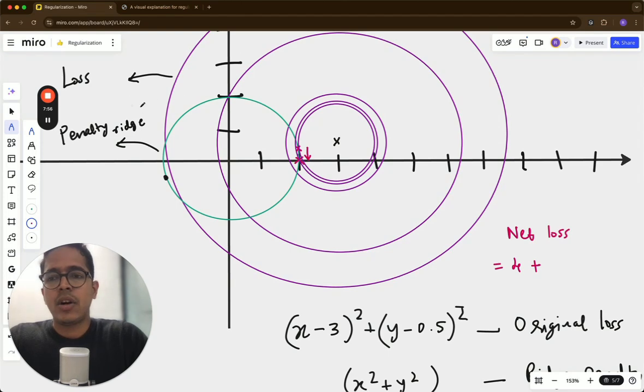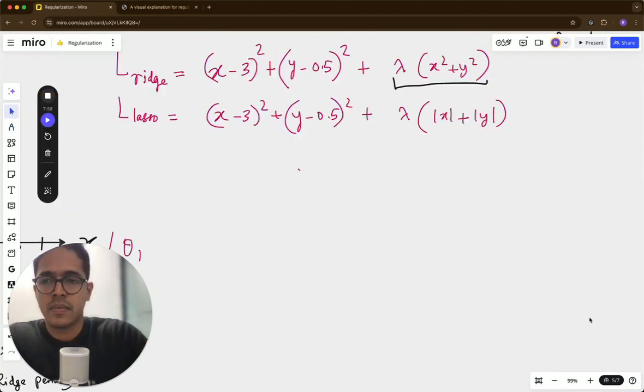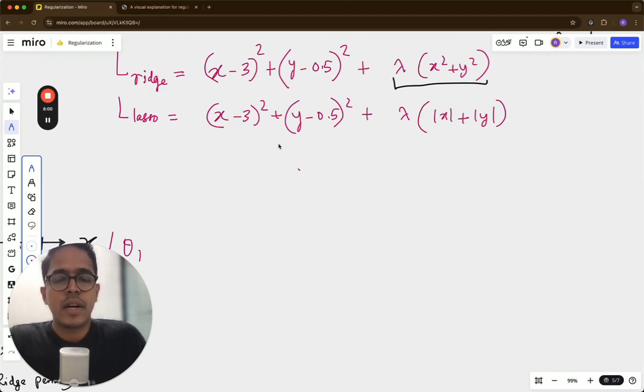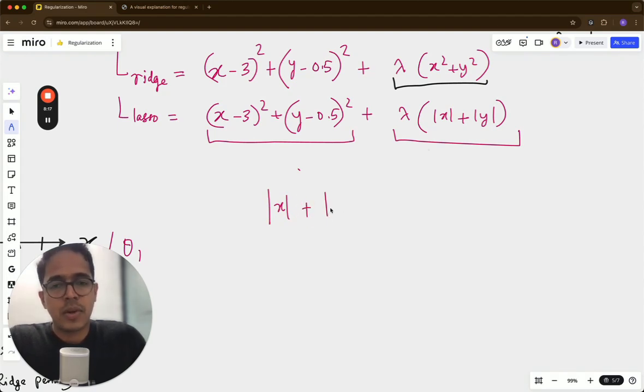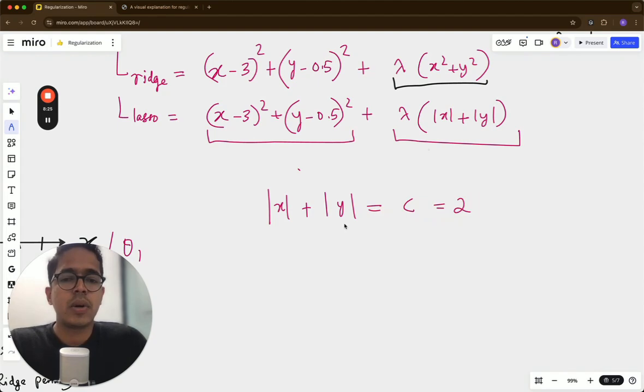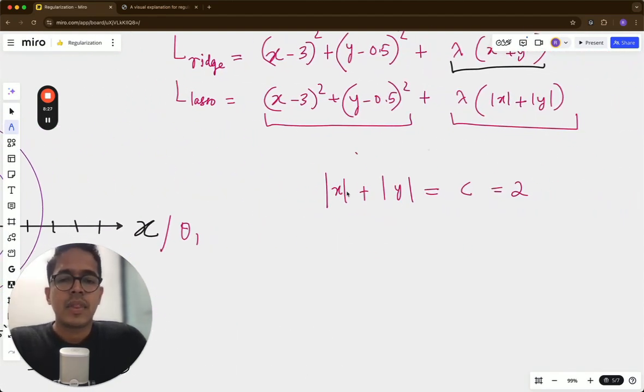Now let us look at lasso regression and why lasso pushes the model parameter to be exactly 0. First I'll delete all of this so that I can clean up the board a little bit. Now just look at lasso regression. The original regression loss term remains the same, but you have a different penalty term, lambda times (|x| + |y|). Now, if |x| + |y| is equal to some constant, it need not be the exact same constant we chose before. Let's say this constant is equal to 2. How will the graph look if |x| + |y| = 2?